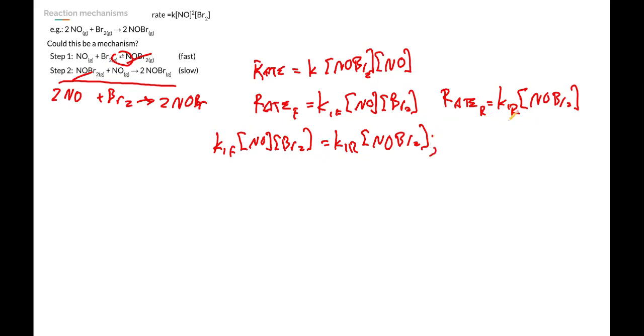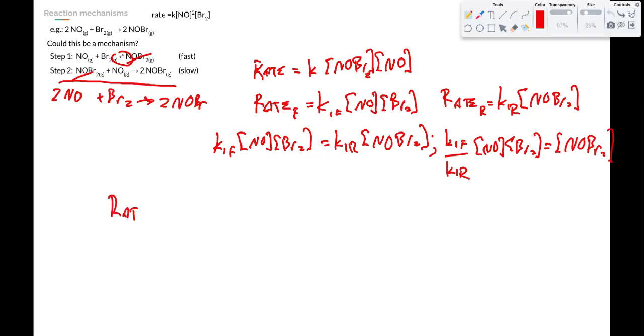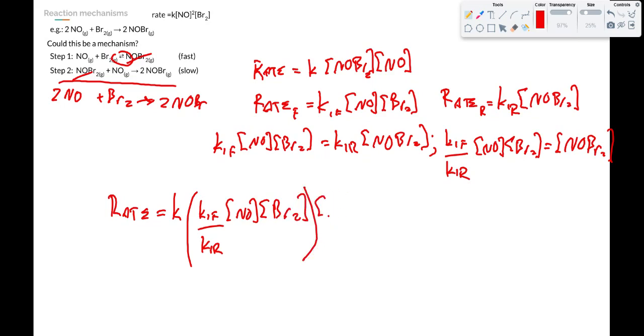If we divide both sides by K1 reverse, we get K1 forward divided by K1 reverse times concentration of NO times concentration of Br2 is equal to concentration of NOBr2. Now let's substitute back into the rate law for the slow step, which said that rate is equal to K times concentration of NOBr2, but we now know that we can substitute for that K1 forward divided by K1 reverse times concentration of NO times concentration of Br2, and then that was multiplied by concentration of NO.